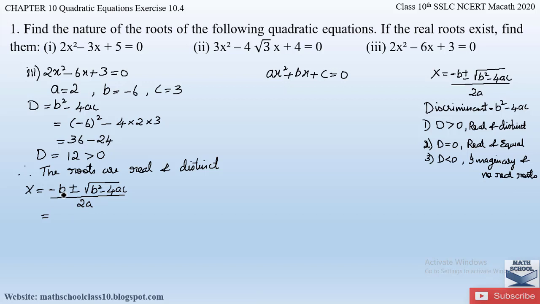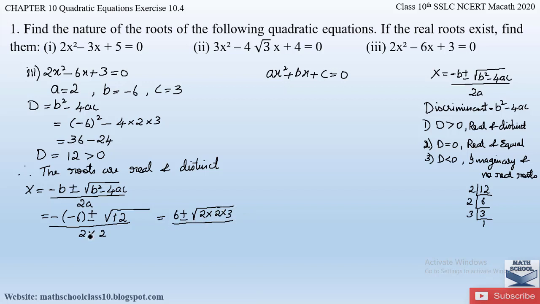Okay, so let us substitute the values of a, b and c. So minus b is minus of minus 6, plus or minus square root of b square minus 4ac. The value of b square minus 4ac we have already calculated, that is equal to 12, divided by 2 into a. So a is nothing but 2 here. So you will get minus into minus will be plus 6 plus or minus root 12. We can factorize 12: 2 6s are 12, then 2 3s are 6 and 3 1s are 3. The factors are 2 into 2 into 3, divided by 2 2s are 4.